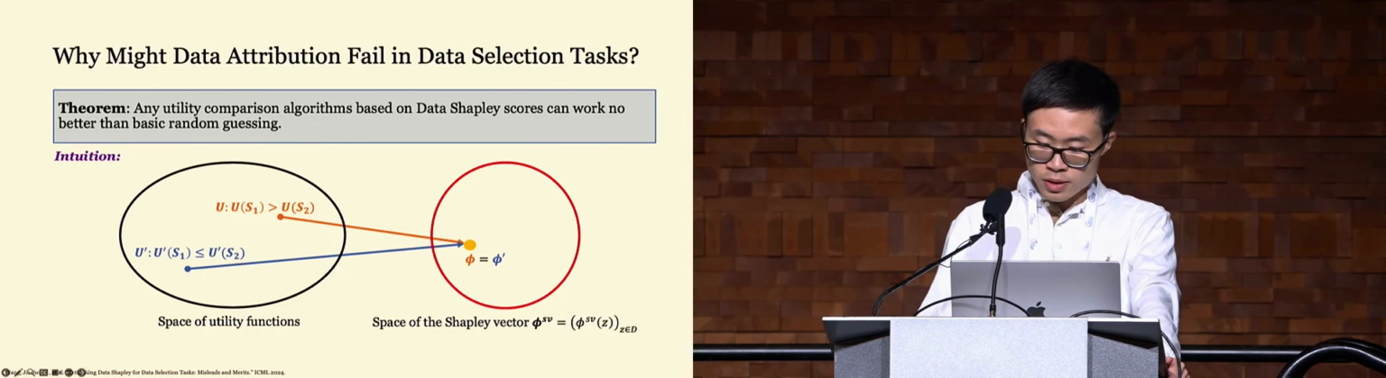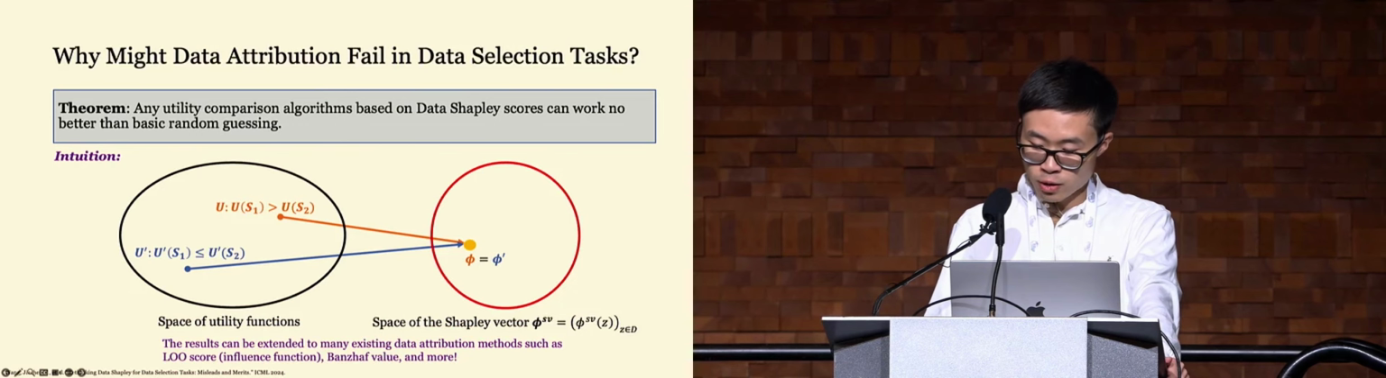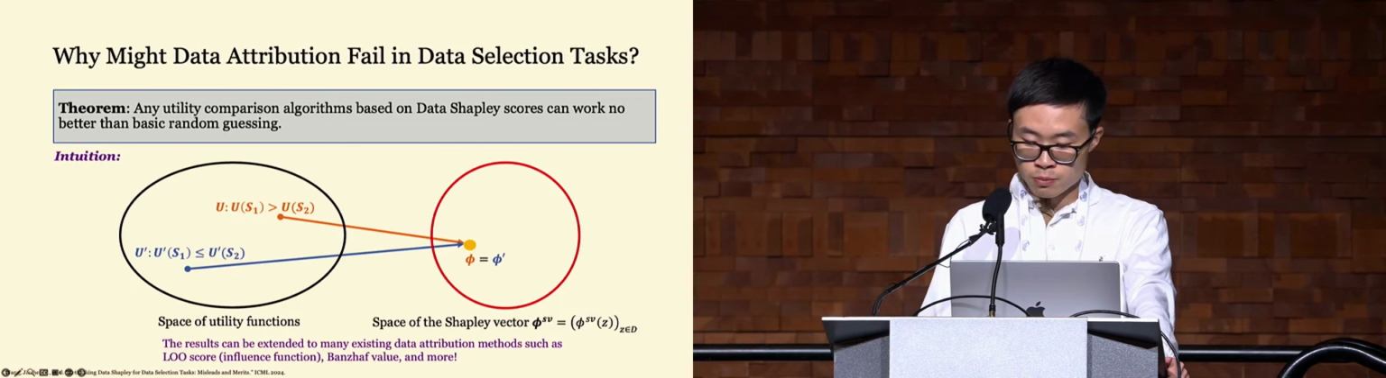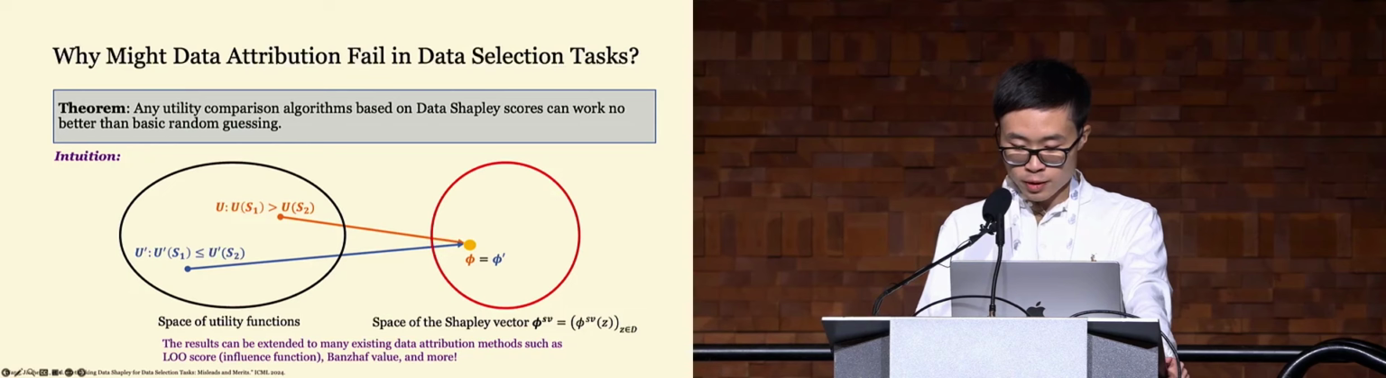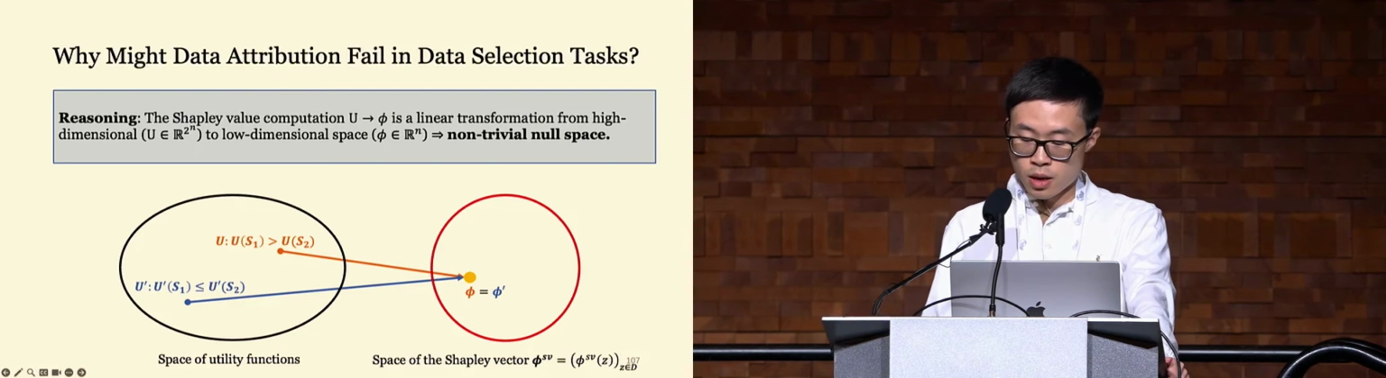The intuition here is that for any two data sets and any given sharpness value scores, there always exist two different utility functions where the utility comparison of the two data sets is different, but they yield exactly the same sharpness value. Therefore, without any additional information about the underlying utility function, practitioners cannot reliably predict the utility comparison between the two data sets based on the sharpness value in the information theoretic sense.